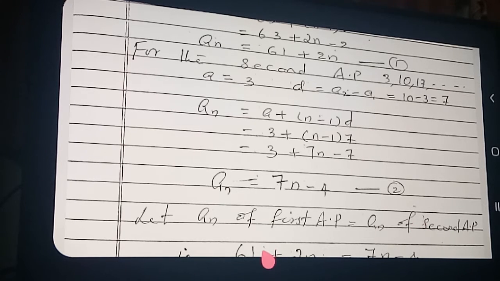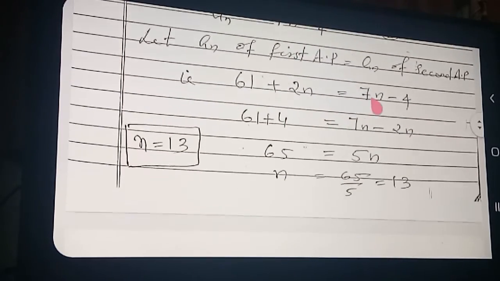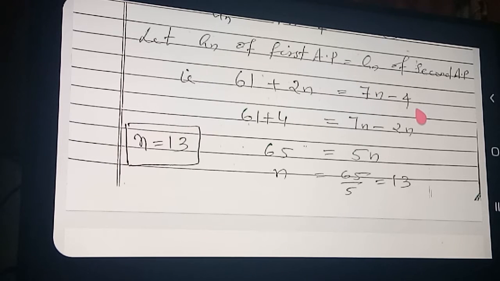The nth term of the first AP is 61 plus 2n, and the nth term of the second AP is 7n minus 4. Here your duty is to find out the value of n. So what I did here: minus 4 came to this side and this 2n went to the other side, so that 5n is equal to 65. Therefore n is equal to 65 by 5, which is 13. Therefore the 13th term of the first AP and the 13th term of the second AP will be equal. Okay, so that is the question. So you copy the answer, all of you.